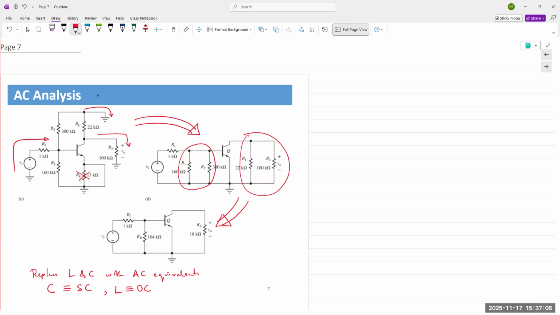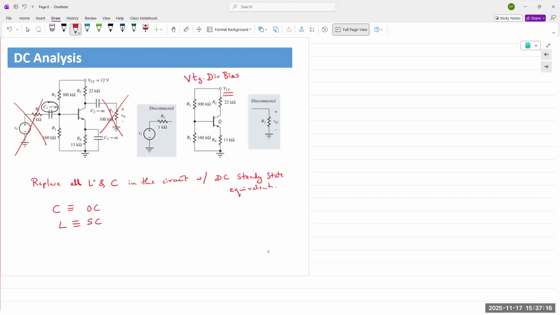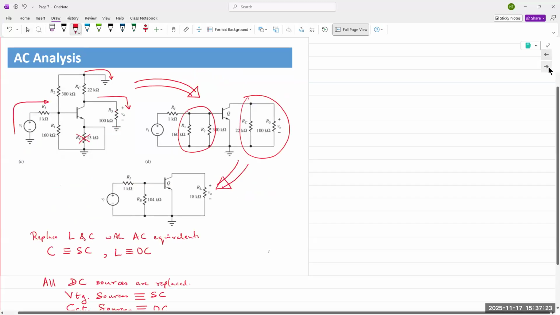Because there was a capacitor in parallel with the emitter resistor, the bypass capacitor in the previous slide. And this bypass capacitor is replaced with its AC equivalent, meaning it's a short. And because it becomes a short, it takes out RE. So the steps in both are very similar. For DC analysis, we simply replace the inductor and capacitor with their DC equivalents. In AC analysis, we replace them with their AC equivalents. And then we see how the circuit has changed.